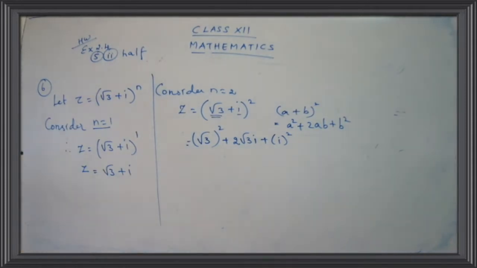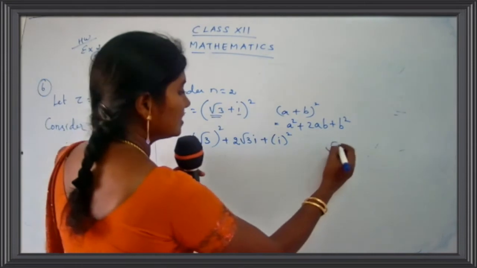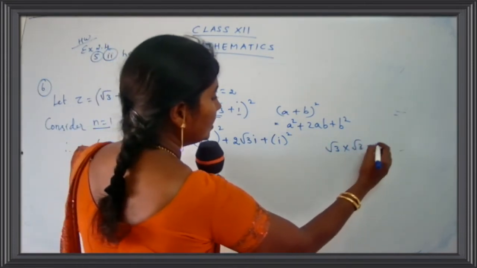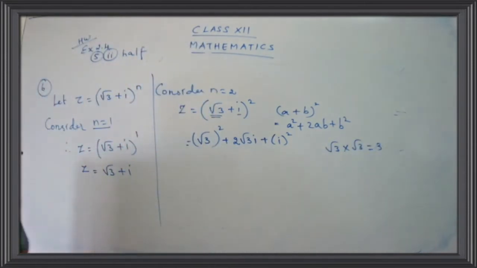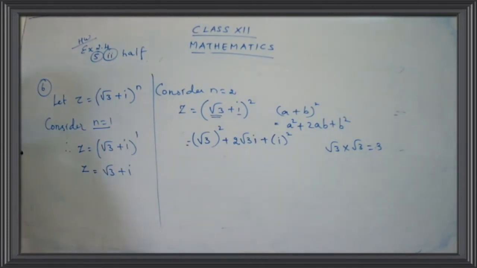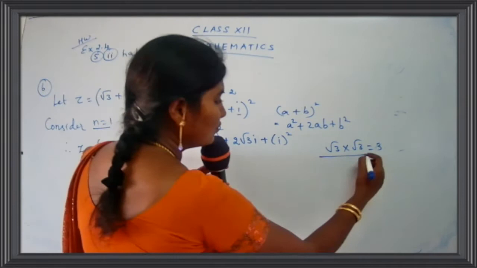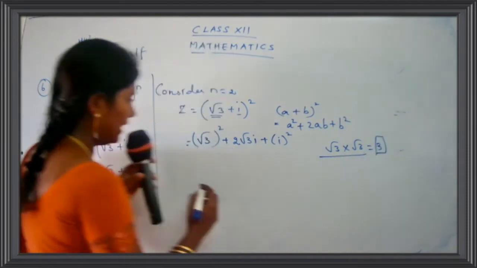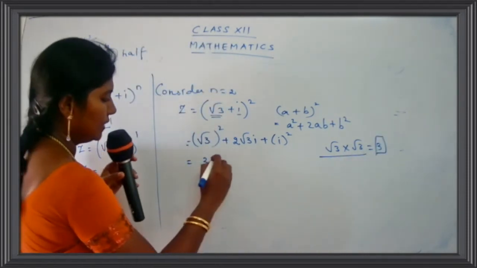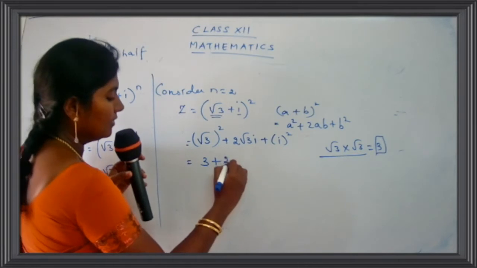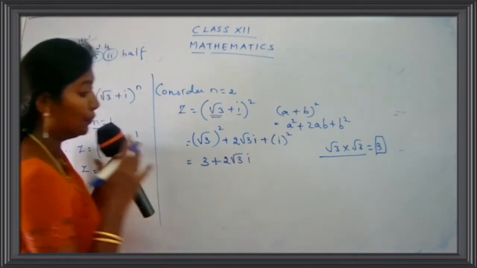Now let's simplify it. What is the value for root 3 square, children? Root 3 into root 3 is 3. Remember, do not write root 3 into root 3 as 9. Root 3 into root 3 is 3. Be careful. So this is 3 plus. The second term remains the same. No need to do any changes over there.